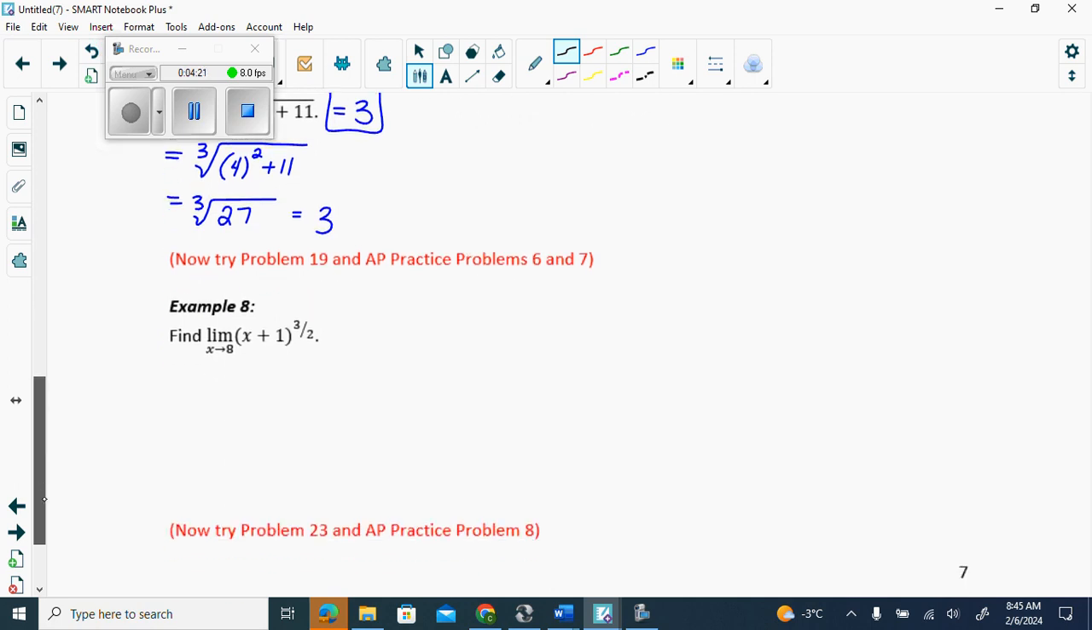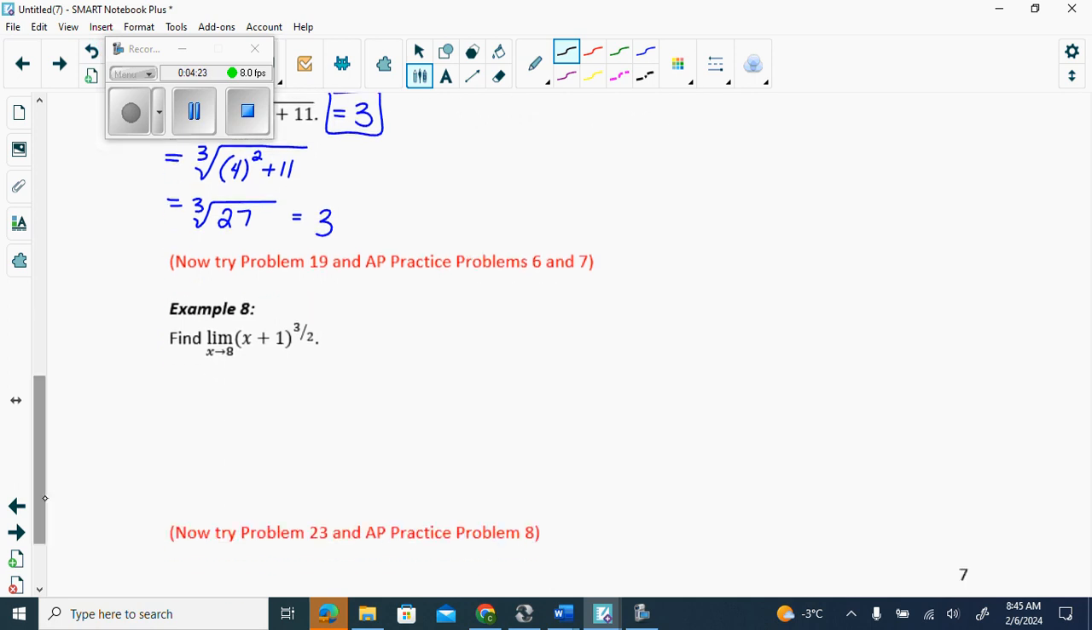Okay, here's some more problems. Go. This one as well. We're going to go 8. We're doing this example too. 8 plus 1 to the 3 halves. They don't have to give you a calculator to do this.